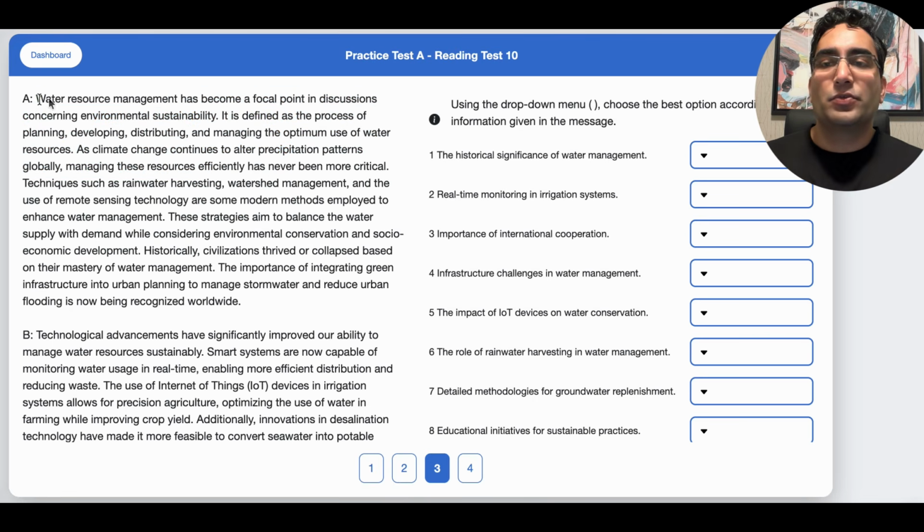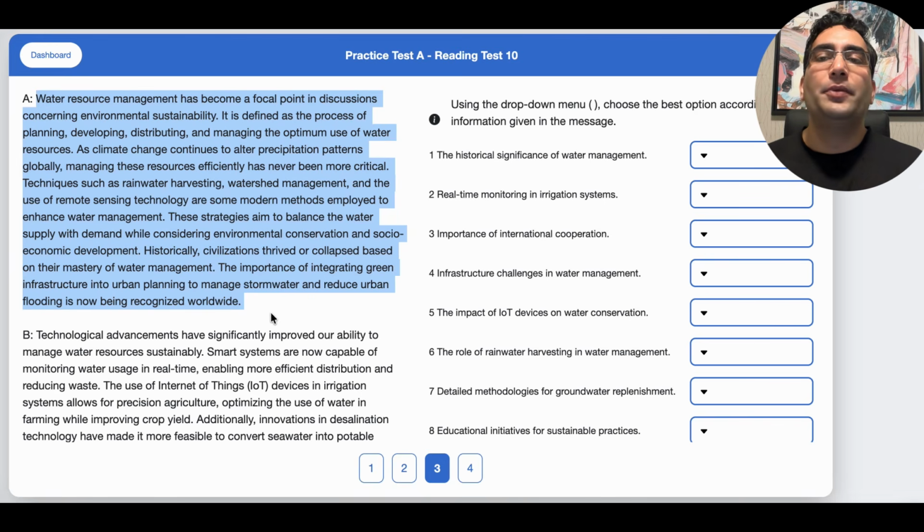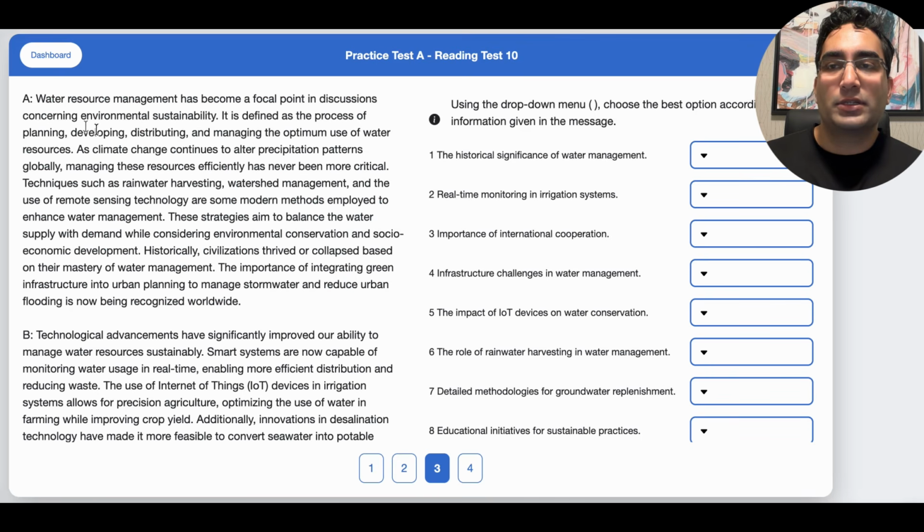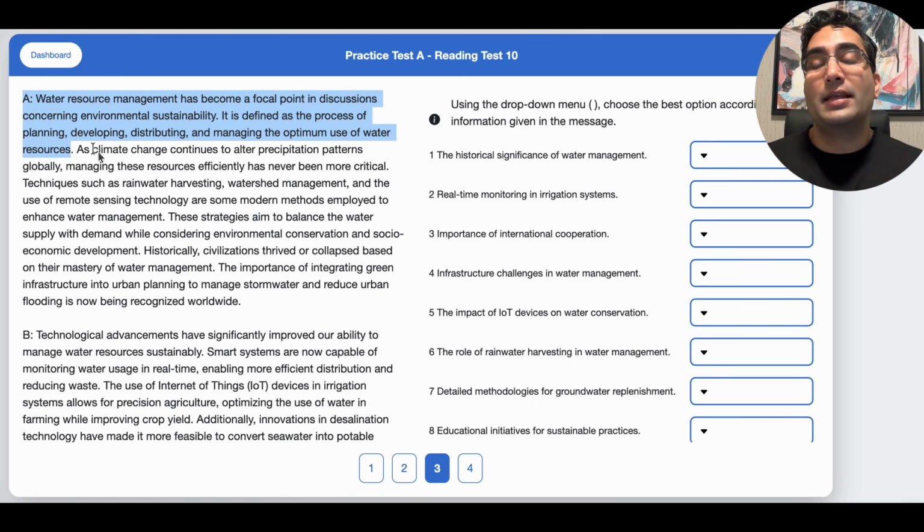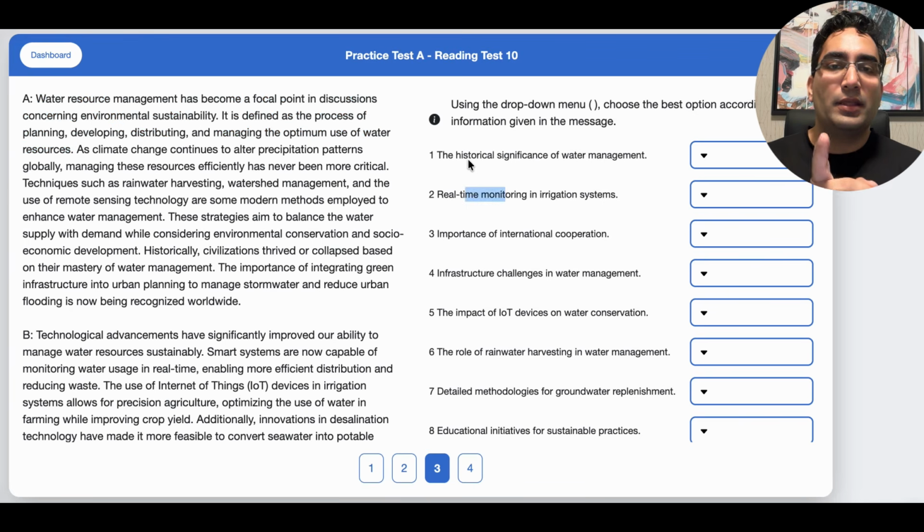Now what I'm going to do is read this whole paragraph. Let's read it together, and then I'll show you my strategy. Water resource management has become a focal point in discussions concerning environmental sustainability. It's about the process of planning, distribution. Okay, so all of this, I'm reading fast because I am not seeing anything that matches what I have read so far. Nothing about monitoring, nothing about history, nothing about international, nothing about challenges, right? So you see how fast this is? Because I know exactly what I'm targeting, and if I'm not finding them, I am moving on.